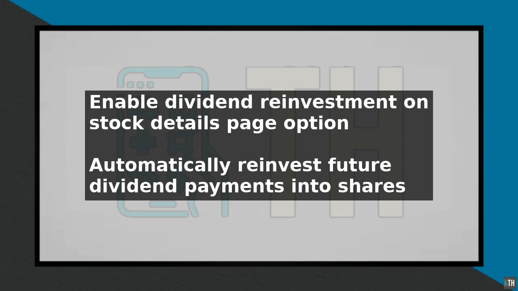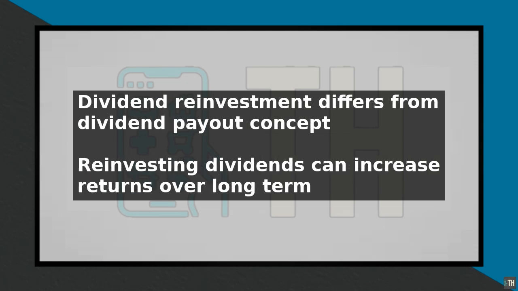It is also important to note that dividend reinvestment is not the same as a dividend payout. A dividend payout is when a company distributes a portion of its earnings to its shareholders in the form of cash or stock. Dividend reinvestment, on the other hand, is when you choose to reinvest the dividend payout back into the company's stock.